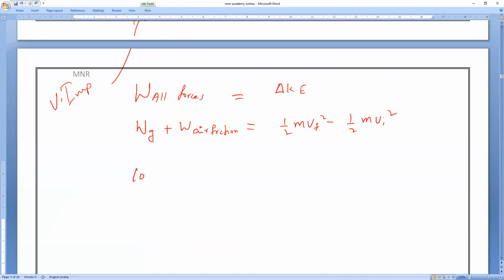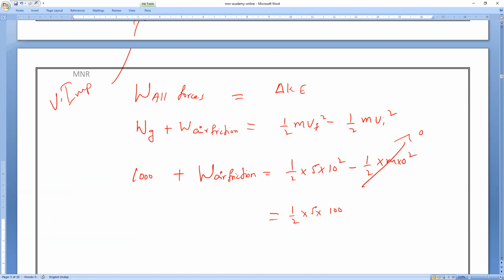So work done by the gravity we already calculated just now, it is 1000 joules. So work done by air friction is equal to half into mass 5 into final velocity before touching the ground 10, minus half m initial velocity squared, which is 0. So half into 5 into 10 squared, which is 100, so 2 fives are 250. Which is equal to 250 joules.